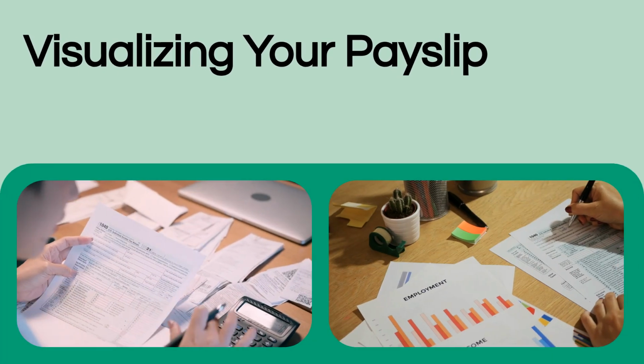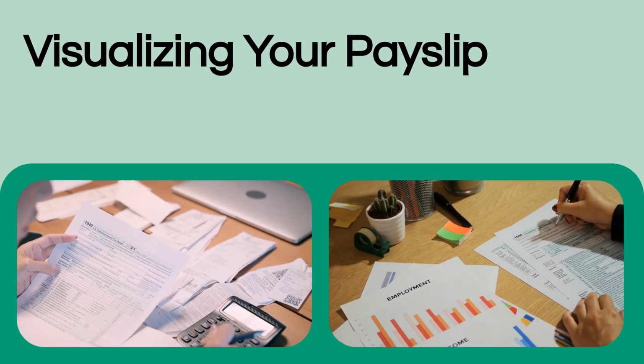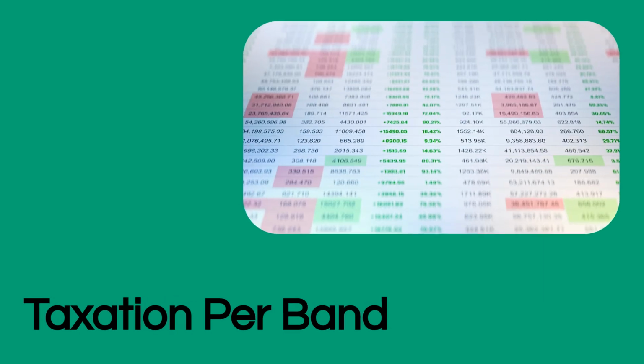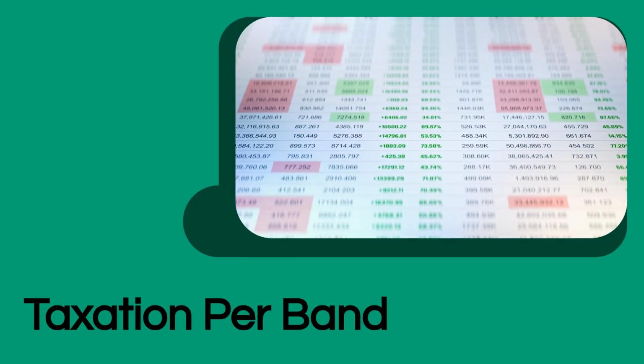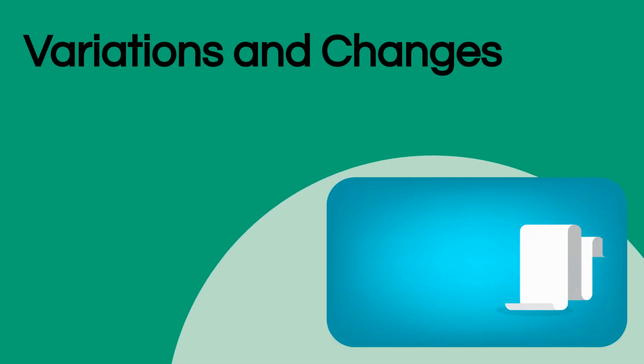Looking at an animated payslip helps visualize these deductions clearly each month. By segmenting your income into these bands, the math ensures fairness across different pay levels. Tax thresholds are subject to change. Always verify the current fiscal year's rules.